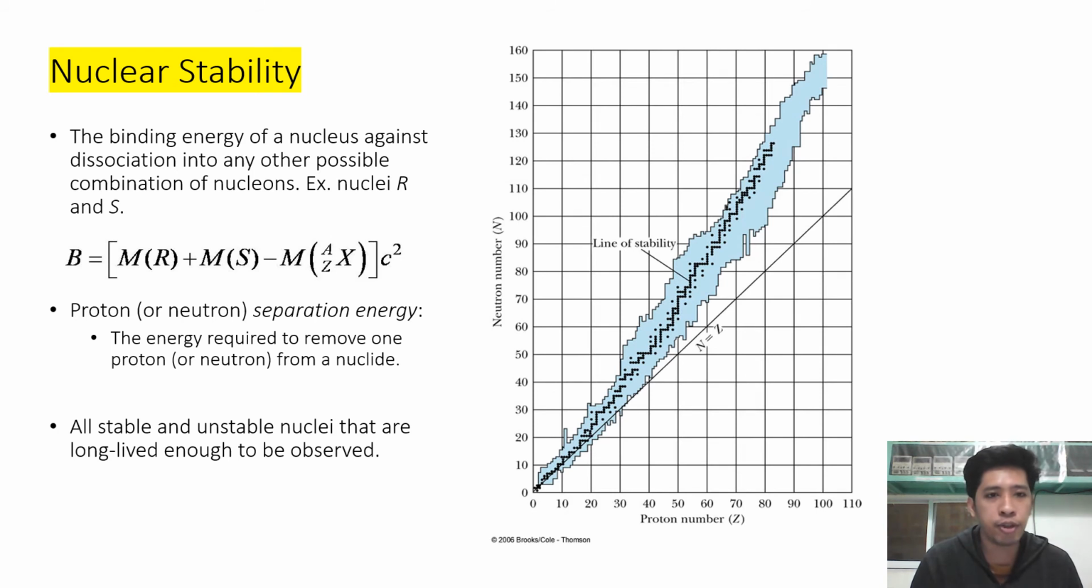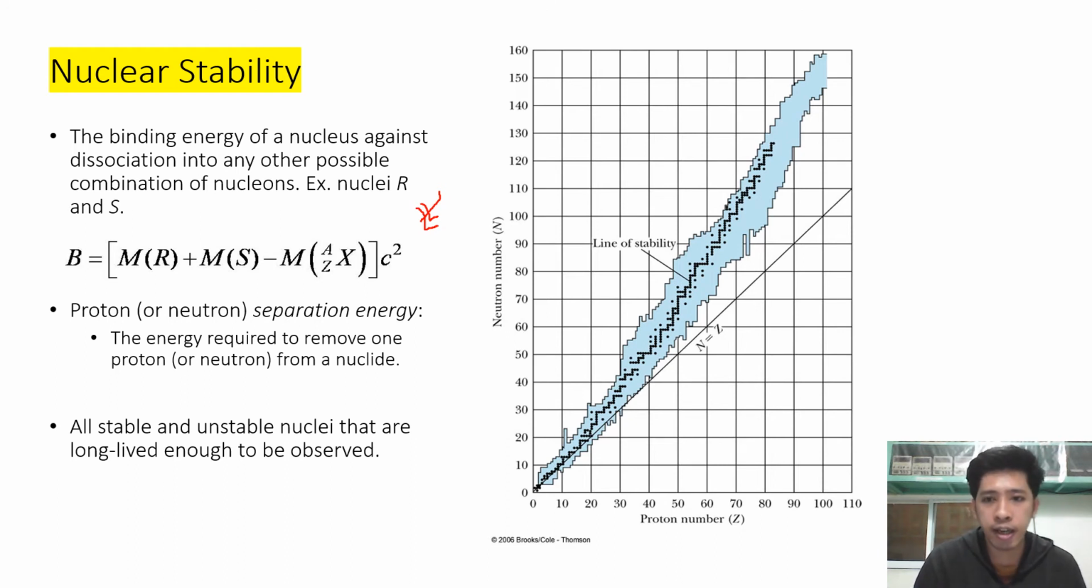The binding energy of a nucleus against dissociation into any other possible combination of nuclei, for example nuclei R and S, is given by this general form: B = (Mr + Ms − M(A,Z,X)) times c squared. This formula can be used to find the separation energy, your proton or neutron separation energy from your nuclide, which is the energy required to remove one proton or one neutron from a nuclide.